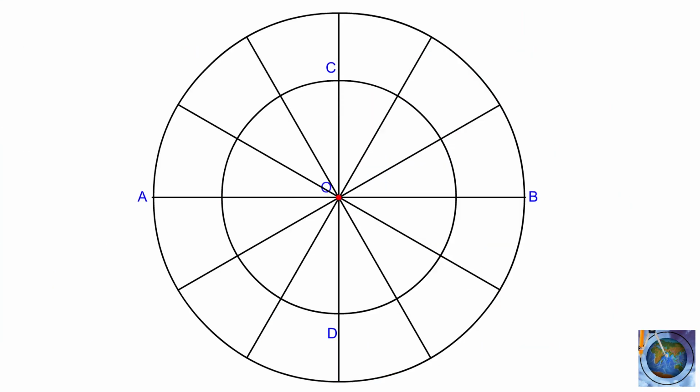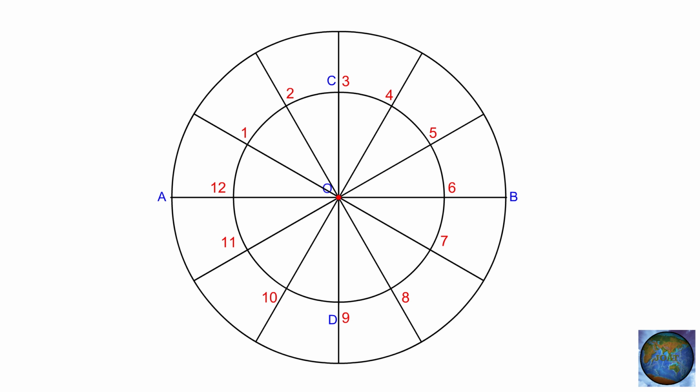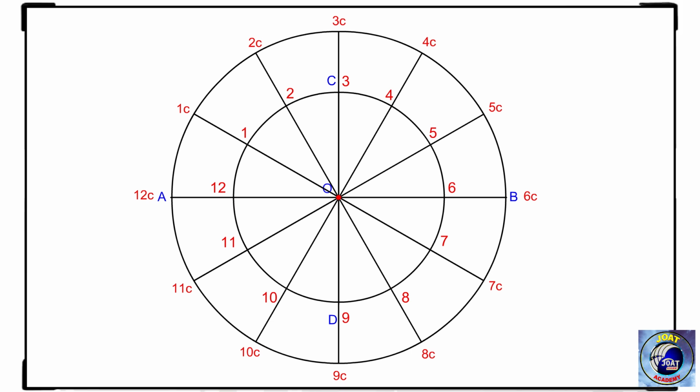Now mark points 1C, 2C, 3C up to 12C on the circumference of the circle with diameter AB. Also mark points 1, 2, 3 up to 12 on the circumference of the circle with diameter CD, as shown.